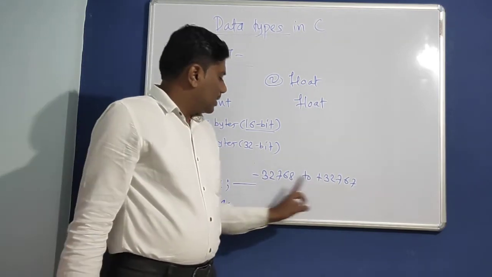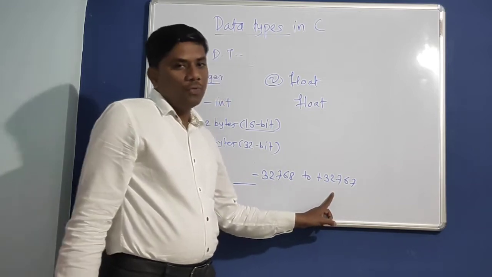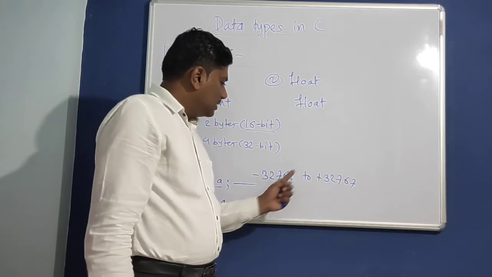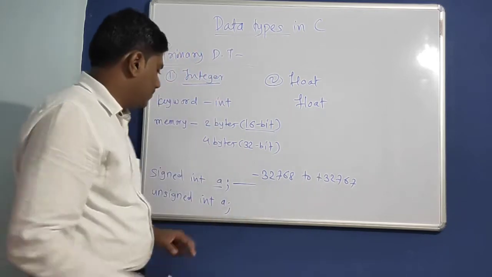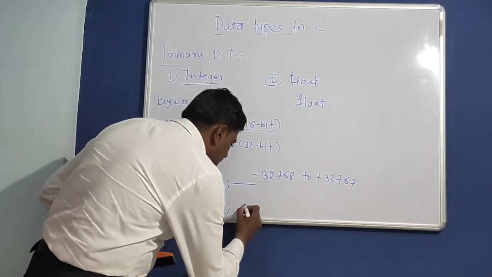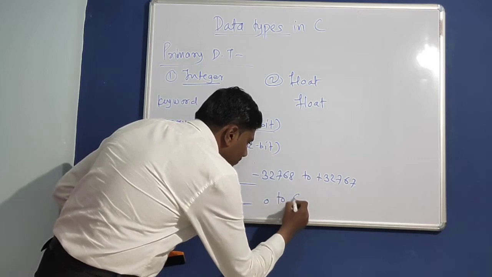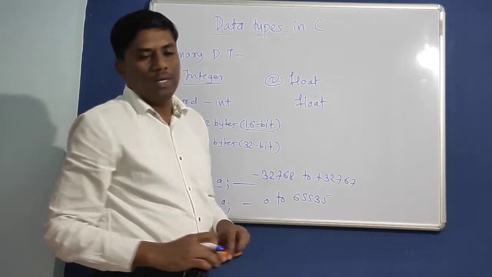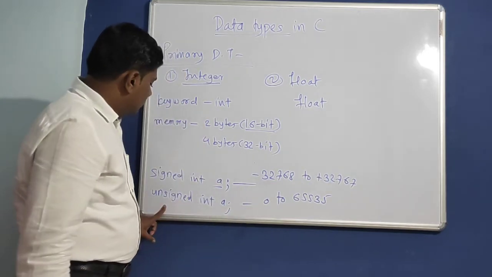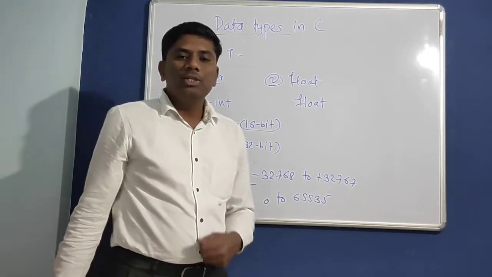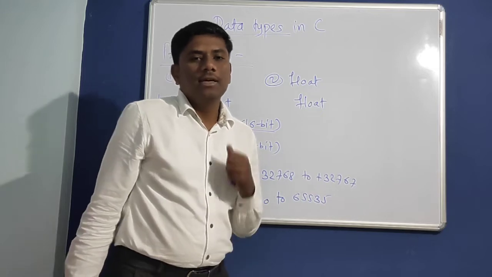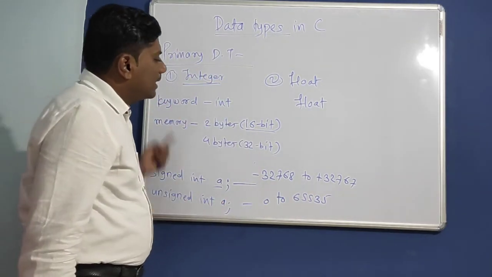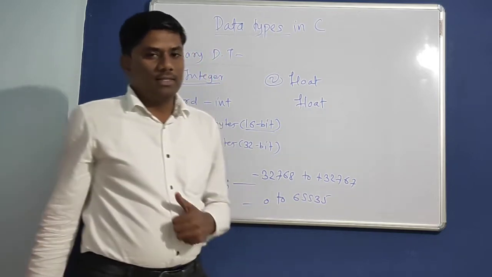See, these are negatives and these are positive values. That's why they are called signed integer. There is a sign. For unsigned integer, the range will be 0 to 65535. So all are positive values. That's why there is no sign, and if there is no sign, the default sign is positive. So about integer data type, you should know all these things.